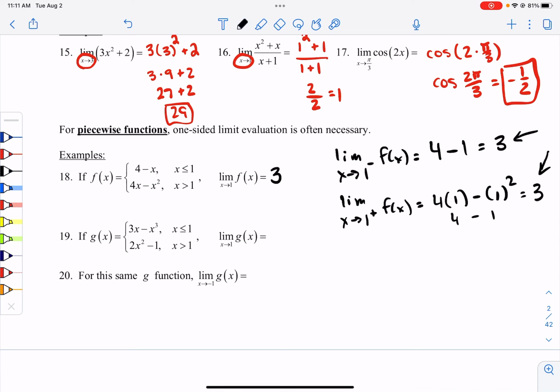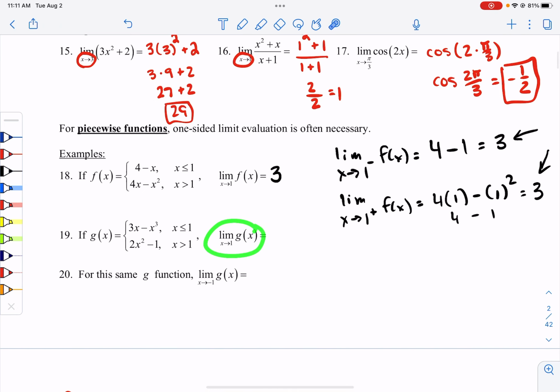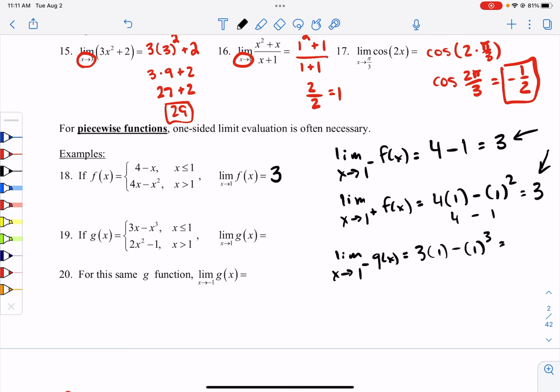Okay, 19, g of x. It's asking what happens as my limit approaches 1. So as x is approaching 1, I have to consider the top function when I'm coming from numbers that are smaller than 1. So the limit as x approaches 1 from the left of g of x, I've got to use that top function. So 3 times 1 minus 1 cubed. Well, 3 times 1 is 3. 1 cubed is 1, so 3 minus 1 is 2.